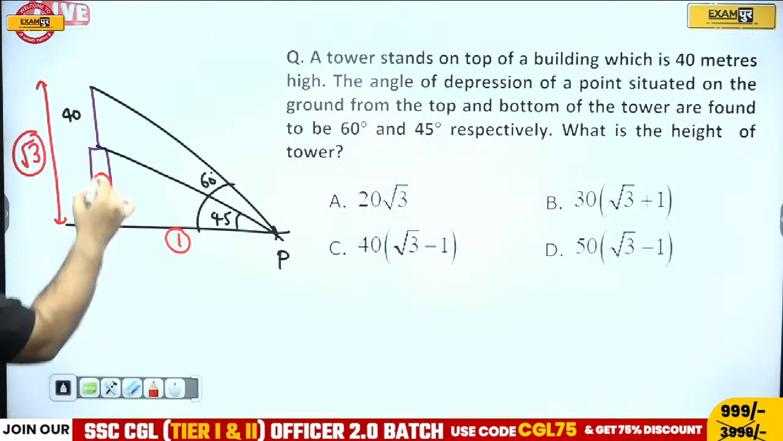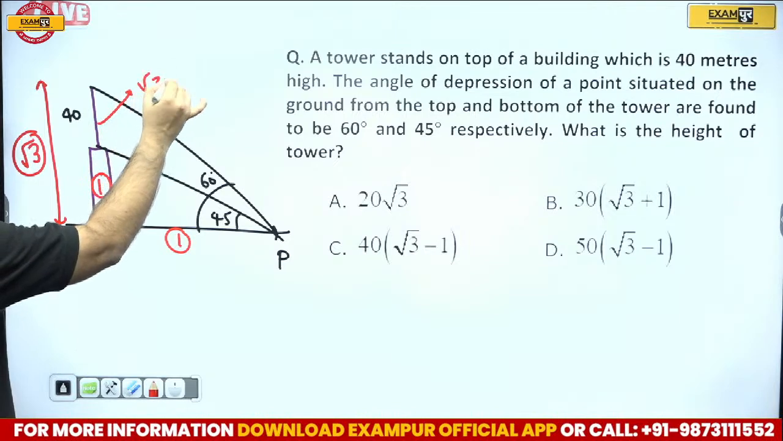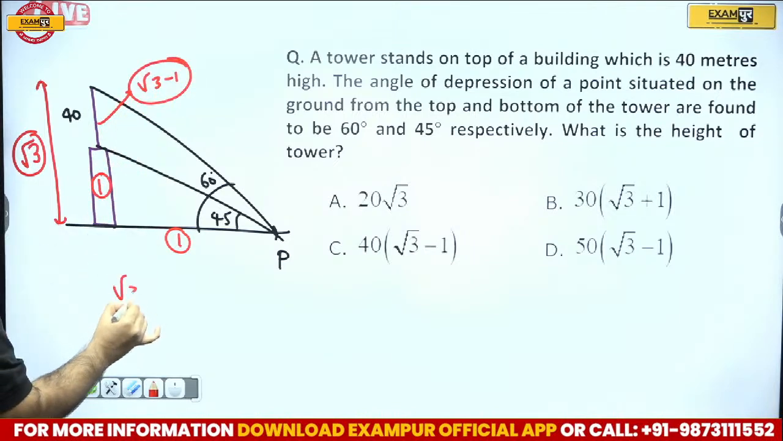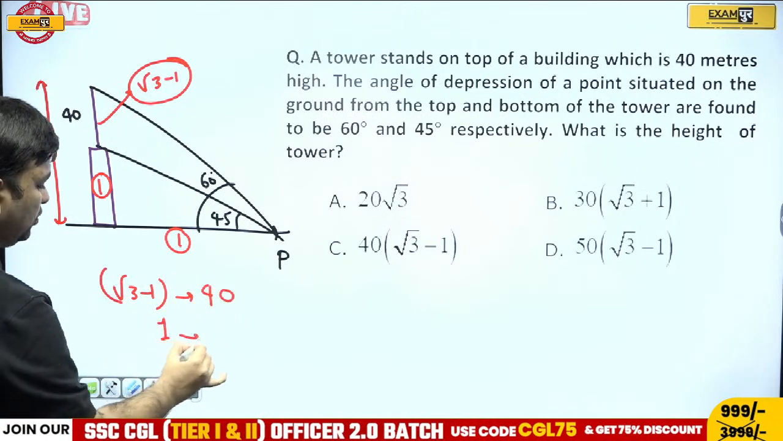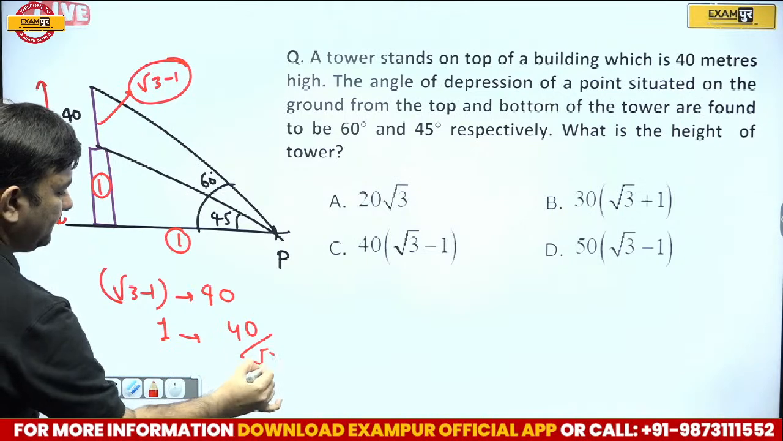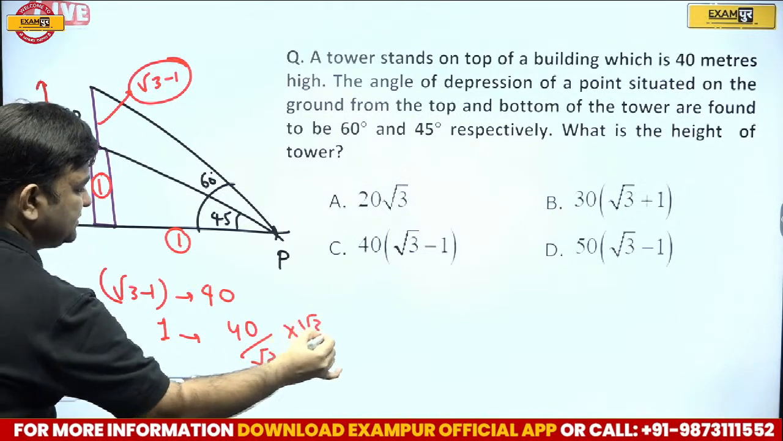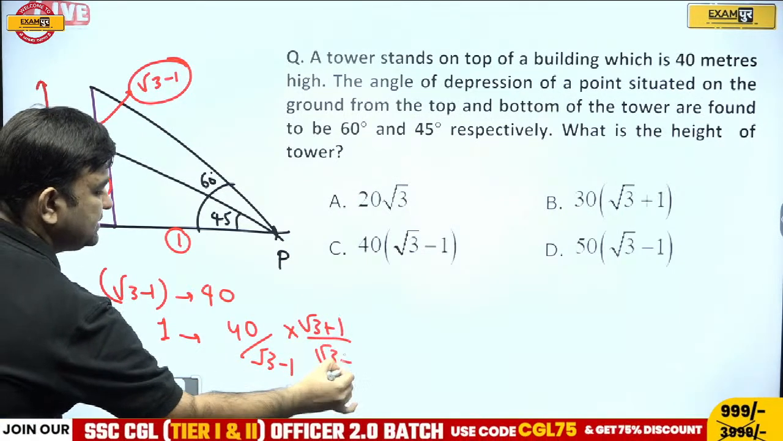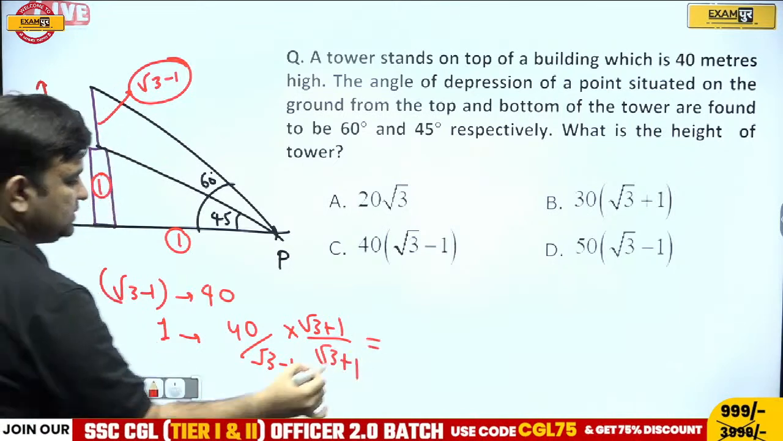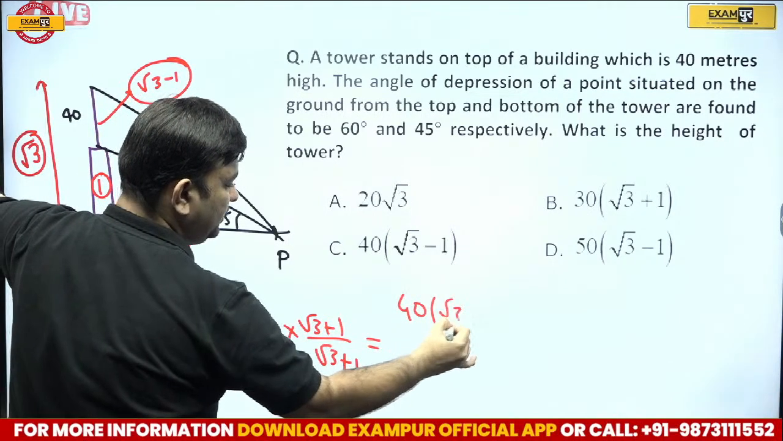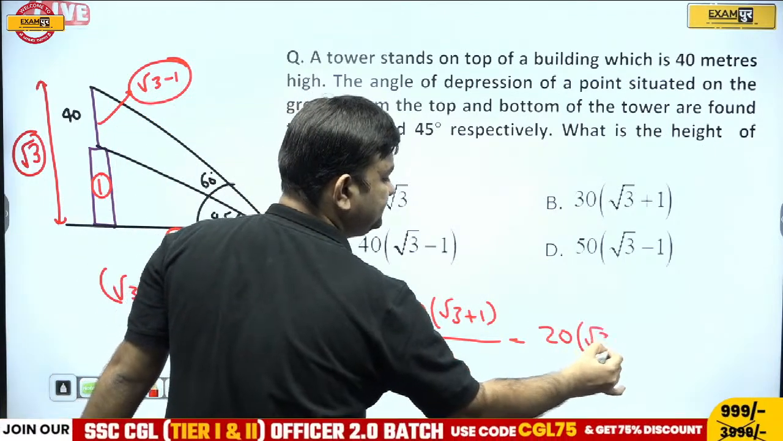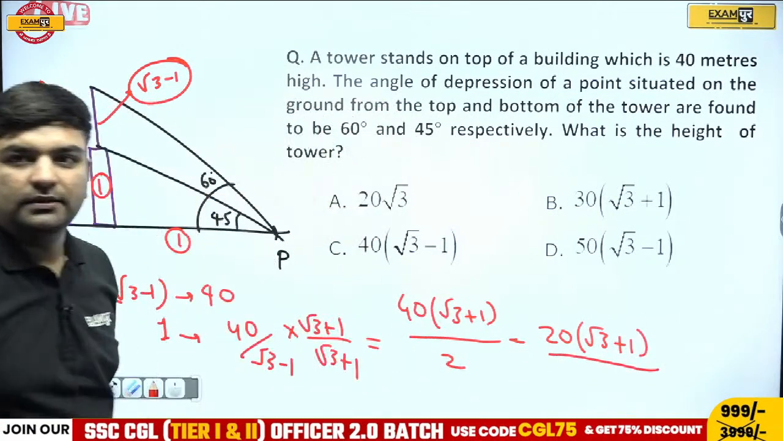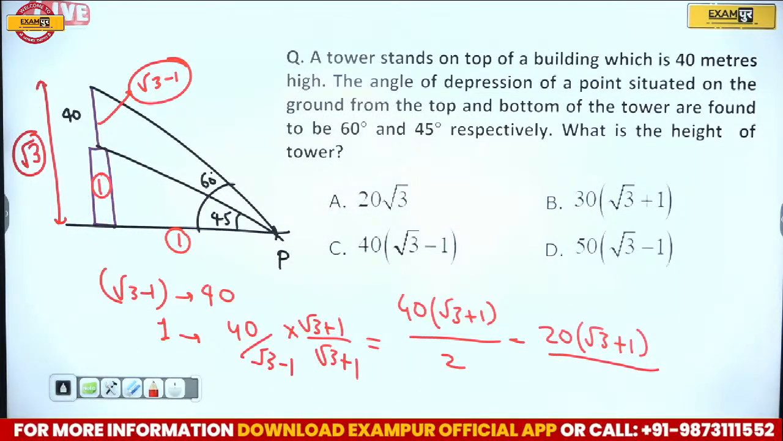Total is √3, this is 1, so the remaining portion is √3 minus 1. So √3 minus 1 is given as 40. So 1 is equal to 40 upon √3 minus 1. Rationalize by √3 plus 1. So it will become 40(√3 plus 1) divided by 2, that is 20(√3 plus 1). What is the height of the tower?